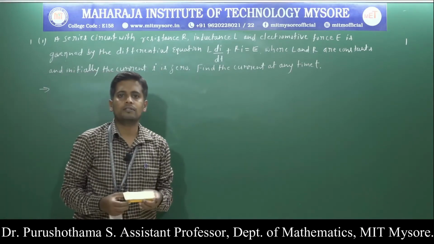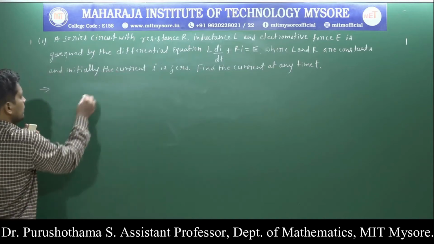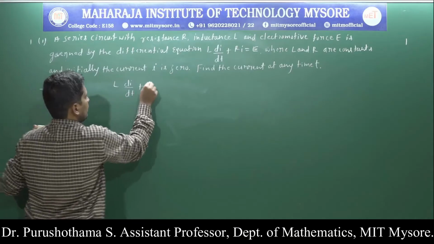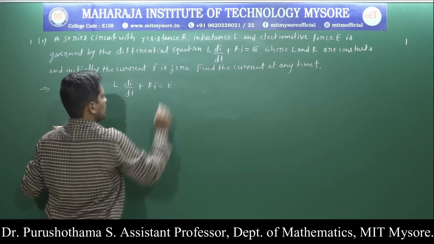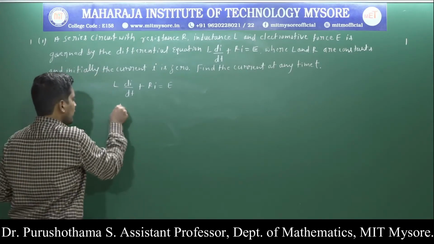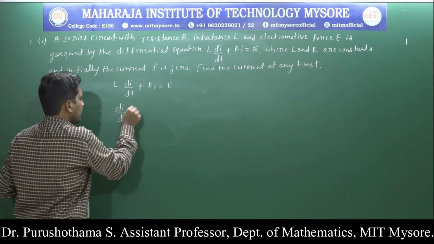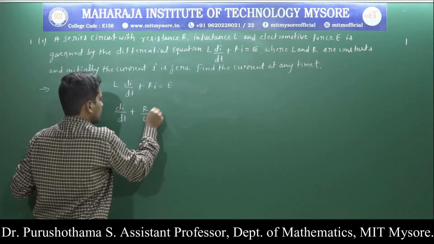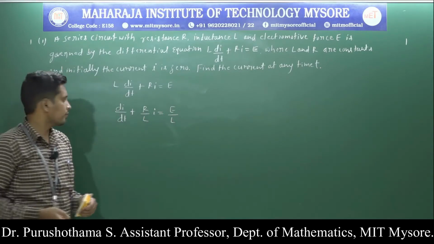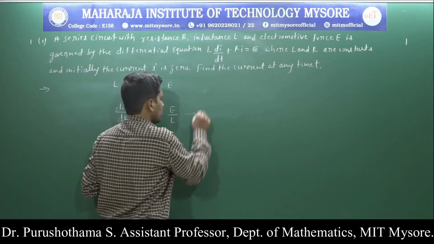In the solution, first write the given equation. The given equation is L into di by dt plus R into I is equal to E. It can be written as follows: di by dt plus R by L into I is equal to E by L. Call it equation 1.